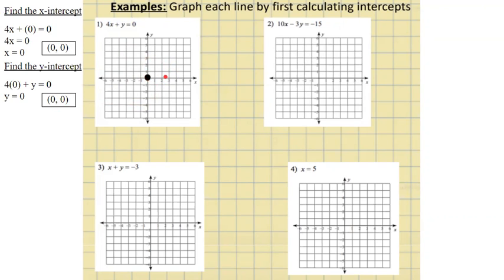Now the x and y intercepts are the same point, but we need 2 points to graph a line, so what should we do? Well, in these cases, you can transform the equation into slope-intercept form by doing a little bit of algebra. If we subtract 4x from both sides of the equation, you'll get an equivalent expression, y equals negative 4x.